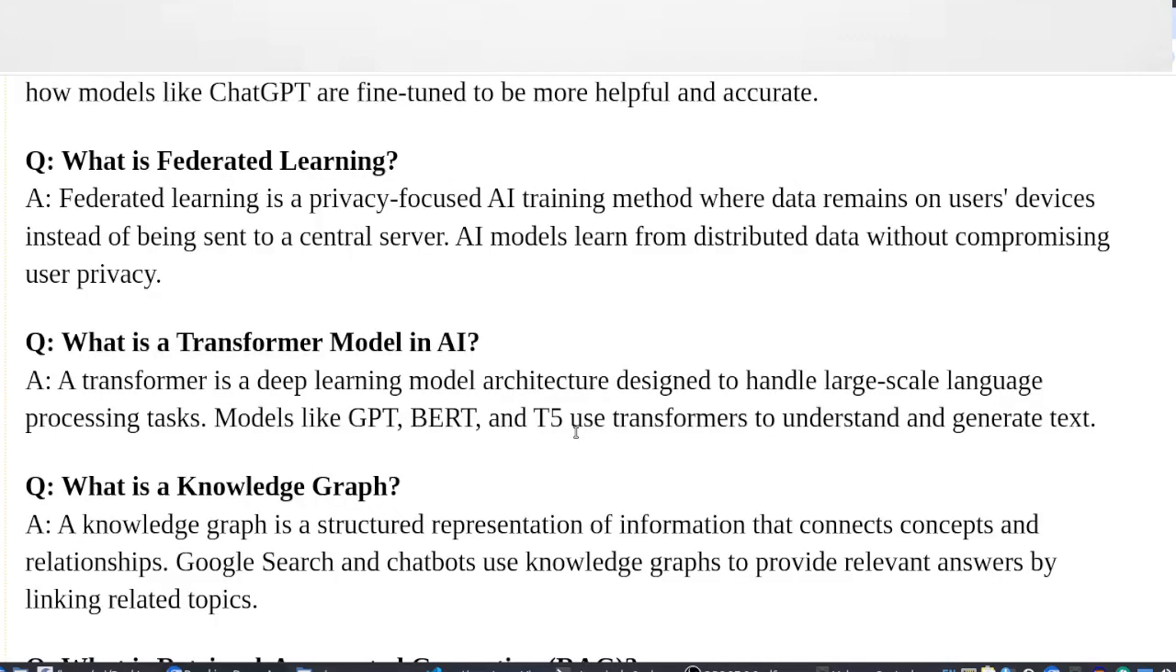What is a transformer model in AI? A transformer is a deep learning model architecture designed to handle large-scale language processing tasks. Models like GPT, BERT, and T5 use transformers to understand and generate text. So mostly these transformer models revolutionized LLMs, right? Because they are able to process all the text simultaneously.